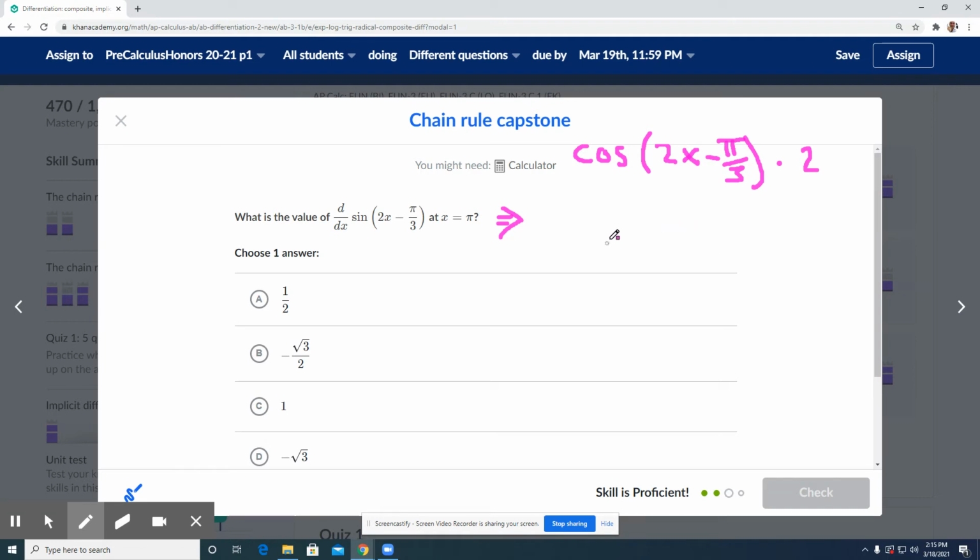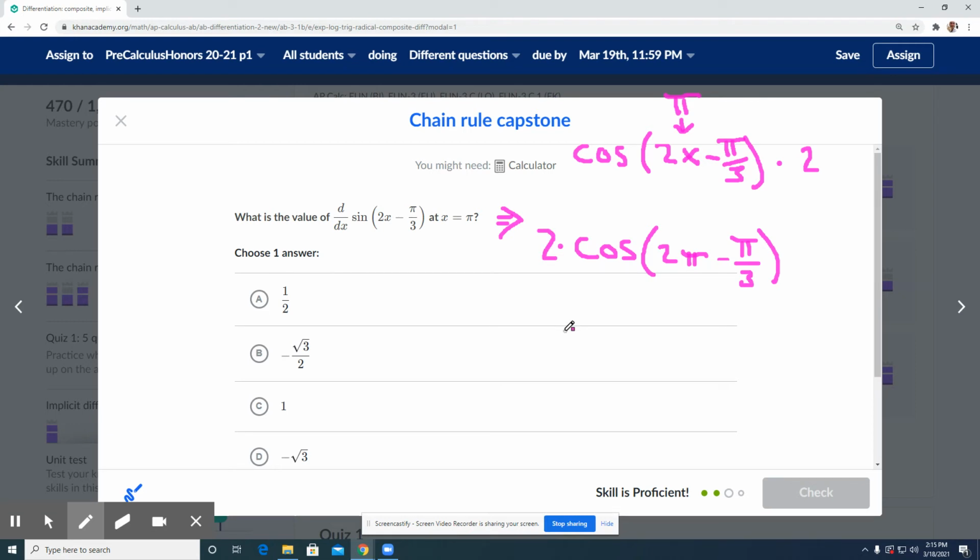Okay. Now we're going to go ahead and plug in our pi. So x is pi, so we'll go ahead and just plug it in right there. That's the only x we see. So this turns into the cosine of 2 pi minus pi over 3. And let's go ahead and move that 2 out in front.